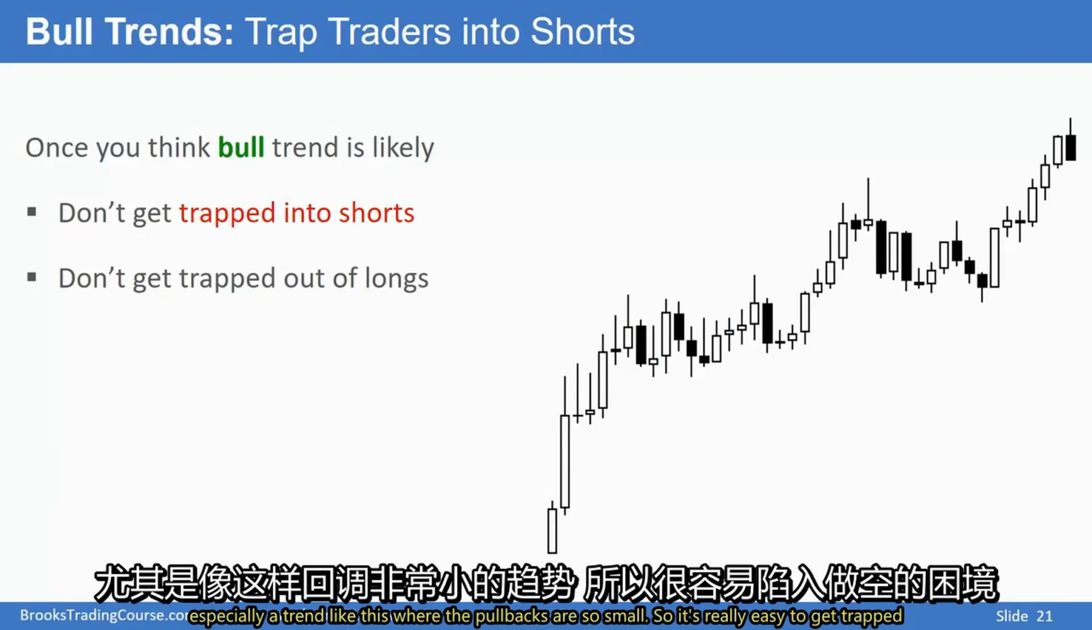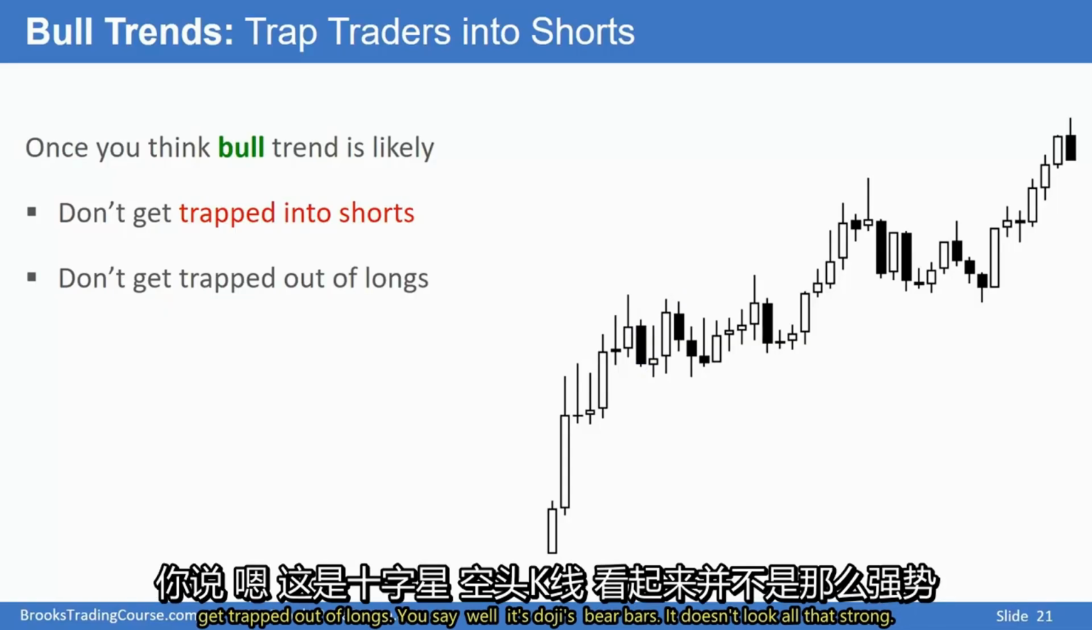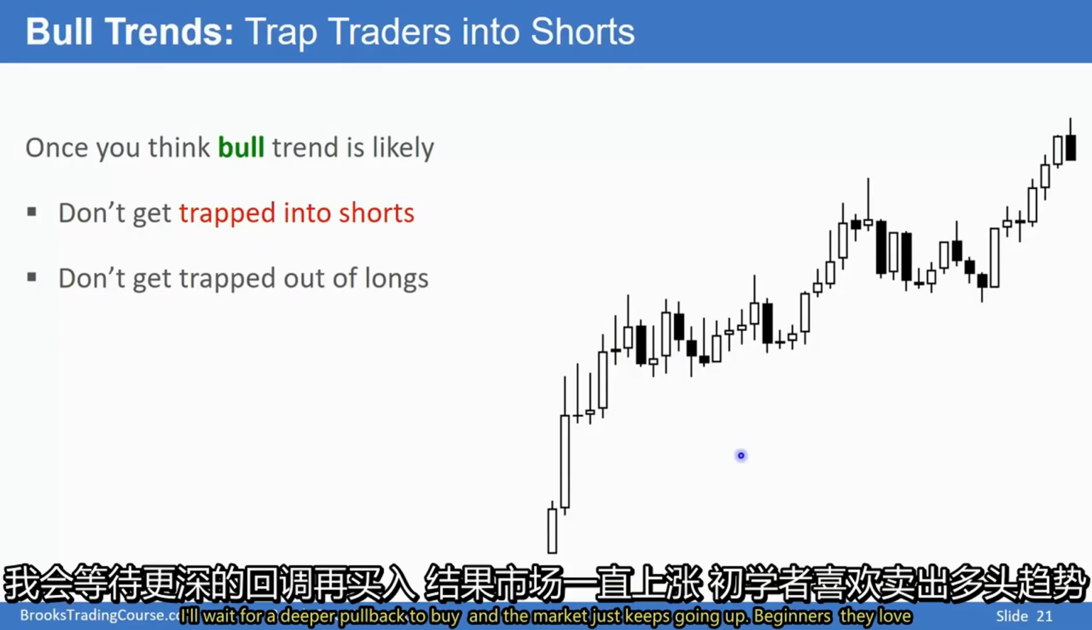So it's really easy to get trapped into shorts. You sell and immediately it reverses up, trapping you into a loss. It's also easy to get trapped out of longs. You say, well, it's dojis, bear bars. It doesn't look all that strong. I'll wait for a deeper pullback to buy. And the market just keeps going up.